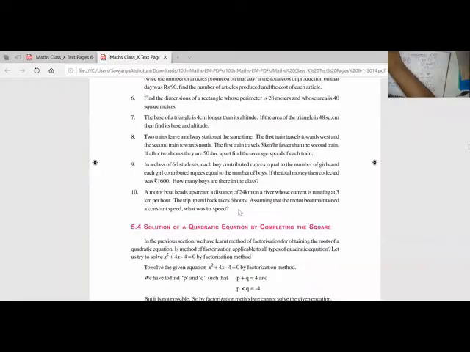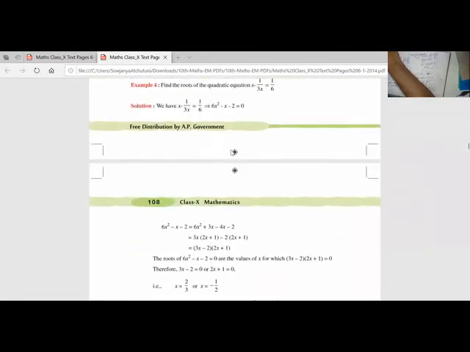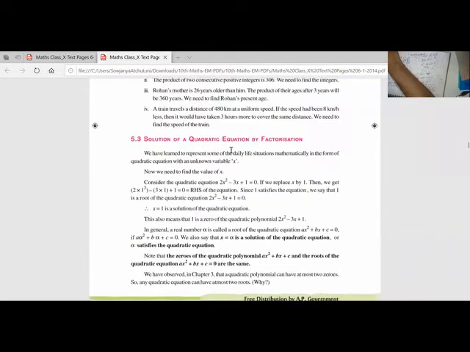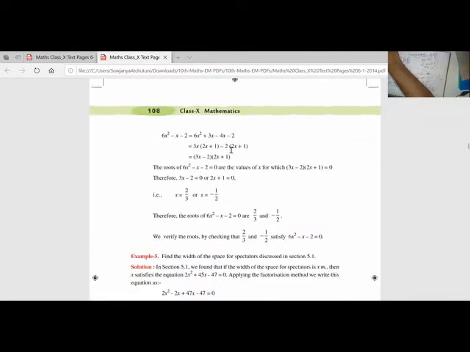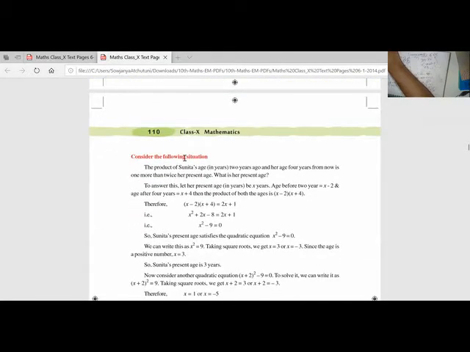Okay, this way. So further we will study another method. This is the factorization method. The 5.1, 5.2 chapters are meant for factorization of quadratic equations. When 5.3 comes, it is another method we use, which we will study later.